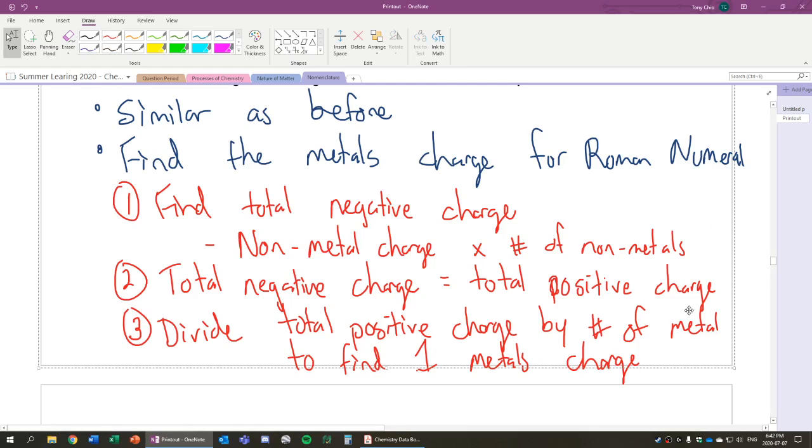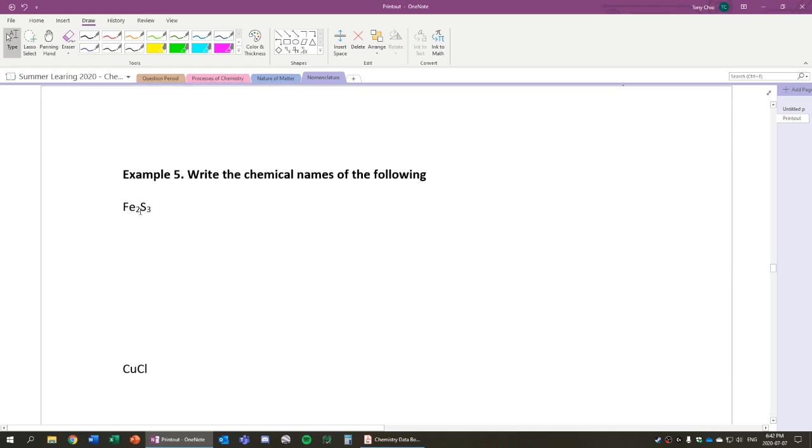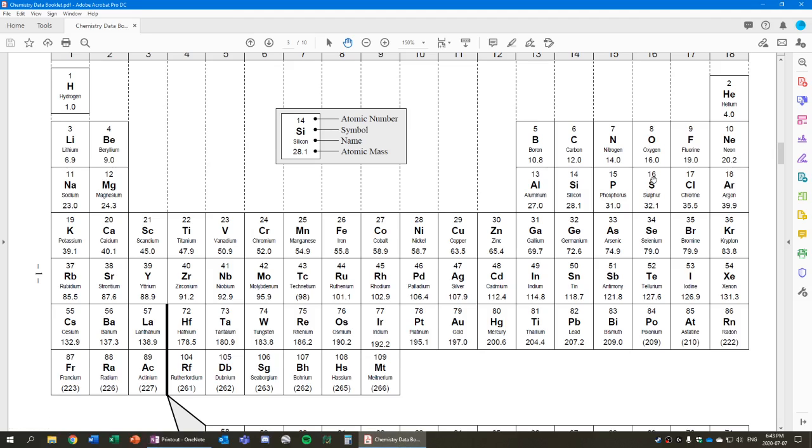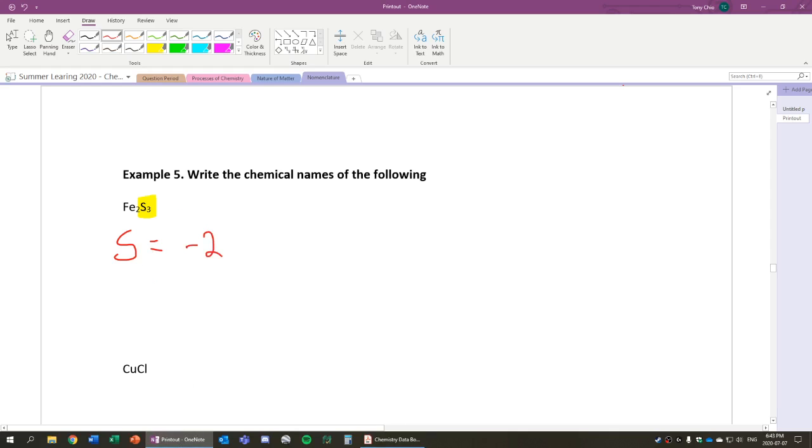Okay, so we want to make sure we find that one metal's charge and put them in as a Roman numeral. So our first example is Fe2S3. Remember, iron can have multiple charges. So which iron is this? Well, we look at our nonmetal. Our nonmetal there is sulfur. We know that one sulfur, if we look at a periodic table, is part of oxygen's group. It is -2. How many sulfurs do I have? I have 3 sulfurs. So I multiply this by 3. That means my total negative charge here is -6. So this number right here is my total negative charge.